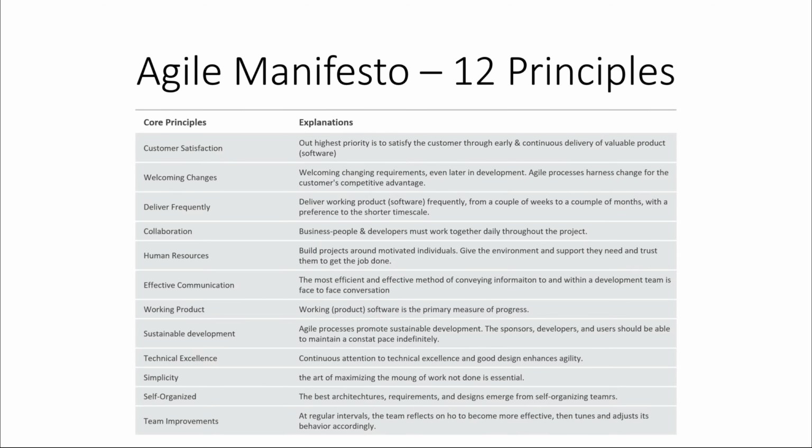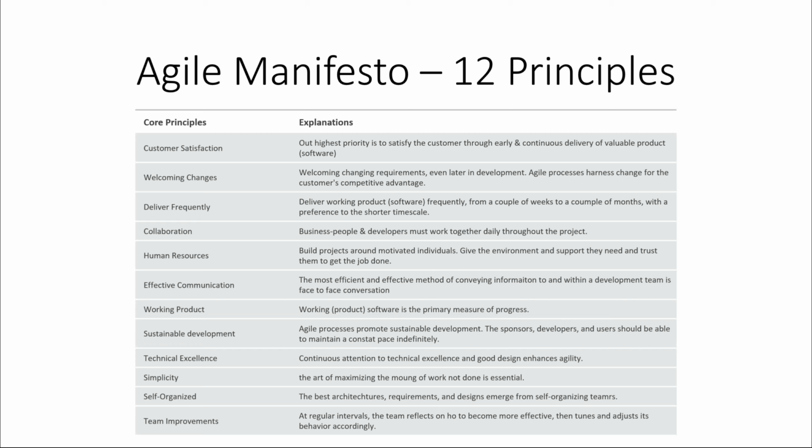12 clarifying principles flowed from these values as shown on the previous slide. Our highest priority is to satisfy customers through early and continuous delivery of valuable software or product. Welcome changing requirements, even late in development. Agile processes harness change for the customer's competitive advantage. Deliver working product or software frequently, from a couple of weeks to a couple of months, with a preference to the shorter time scale. Business people and developers must work together daily throughout the project.